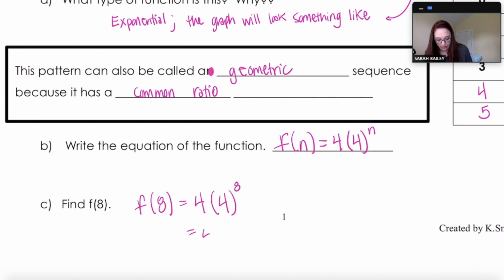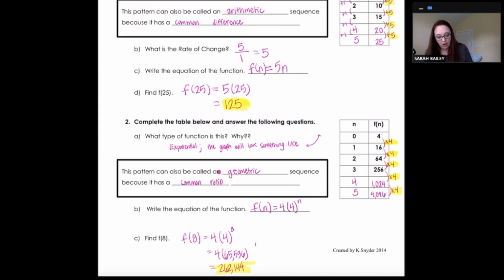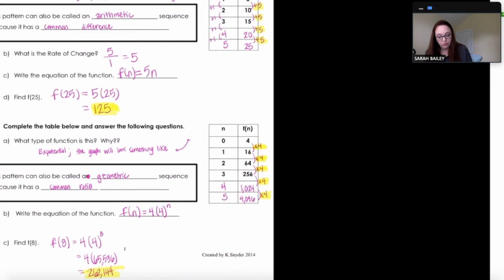8th power. Well, let me pull up a calculator real quick. 4 to the 8th power is 65,536. And then if I multiply that by 4, my goodness, what a large number this is. 262,144. So that's the thing about those exponential functions. They increase pretty quickly. Okay, so let's go to the next page.